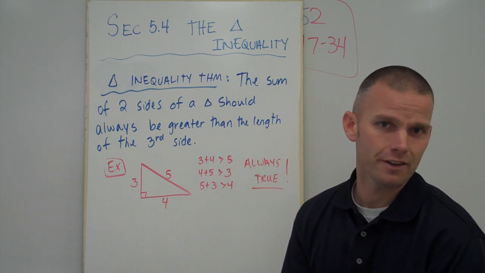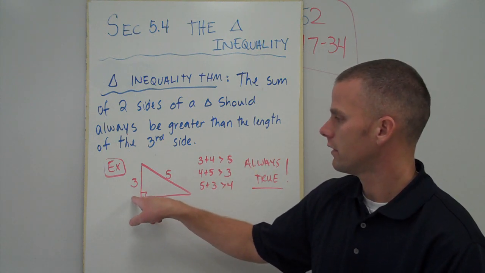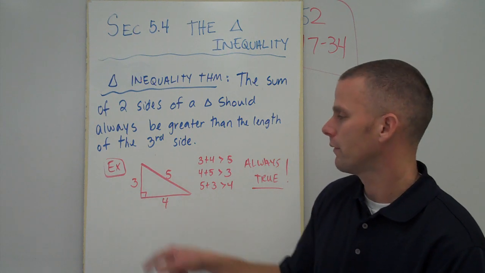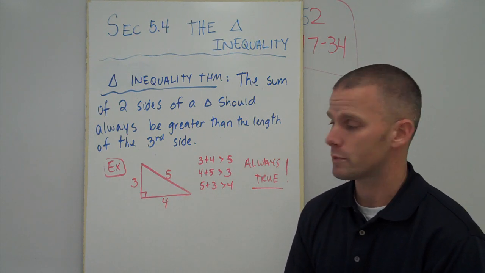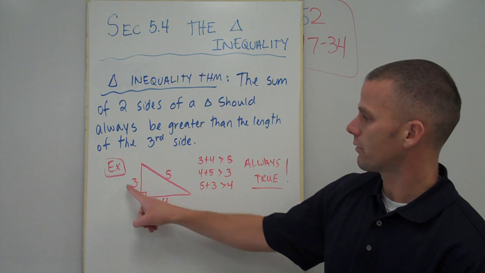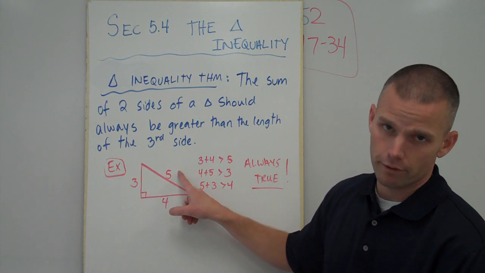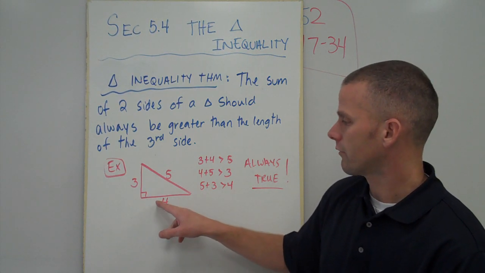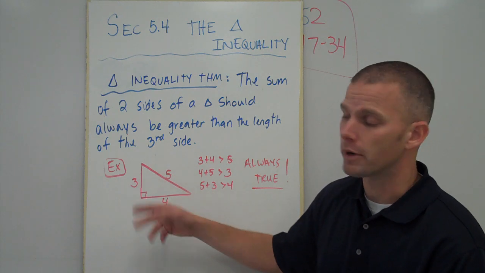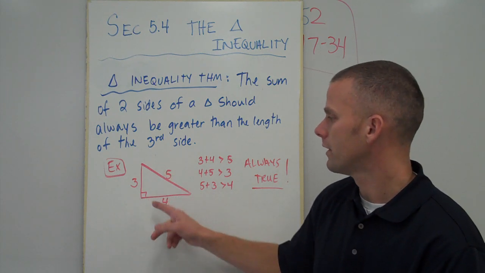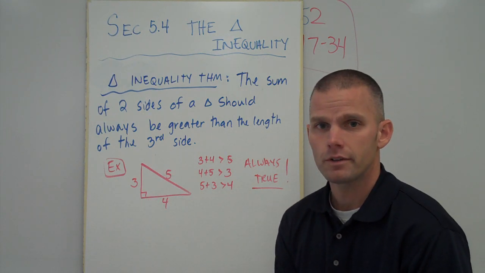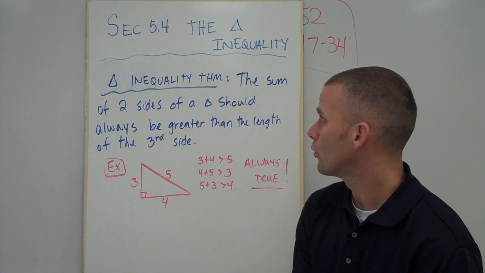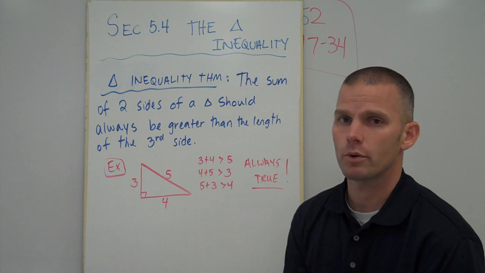Basically what the theorem is telling you is if I take any two sides of my triangle and add them together, that sum should always be greater than the other side. So here if I take 3 plus 4, that should be bigger than 5. And it is. If I take 4 plus 5, that should be bigger than 3. And if I take 3 plus 5, that should be bigger than 4. So that's the triangle inequality theorem. And it's always going to be true.